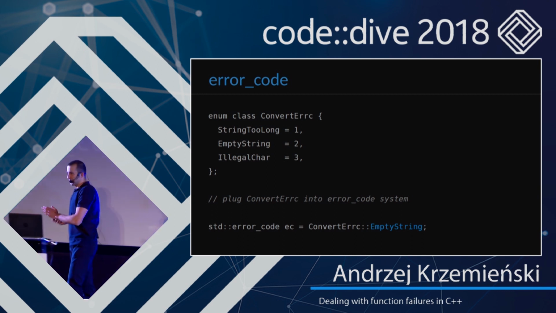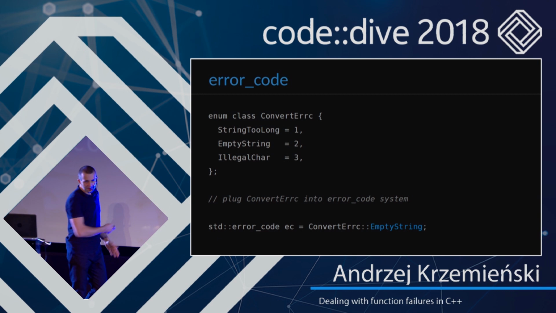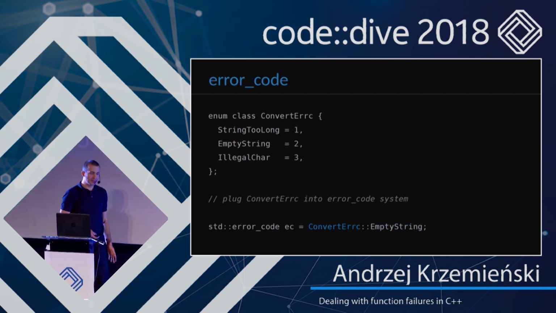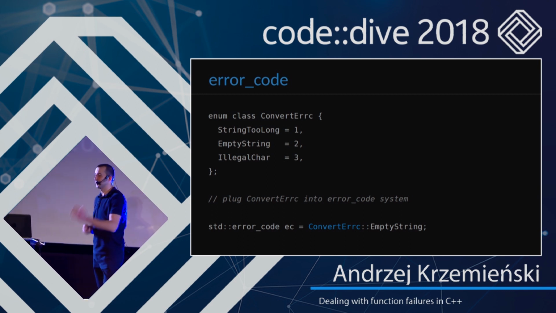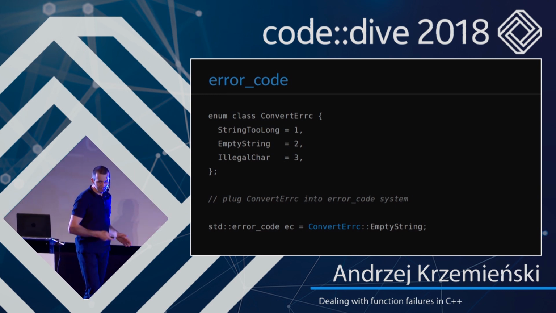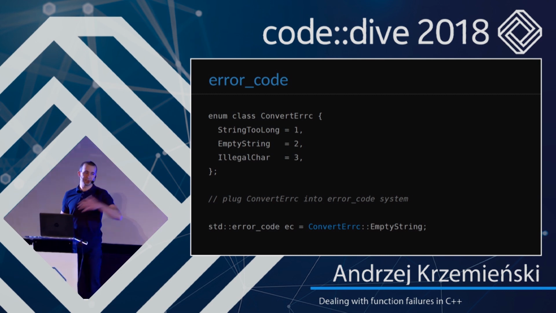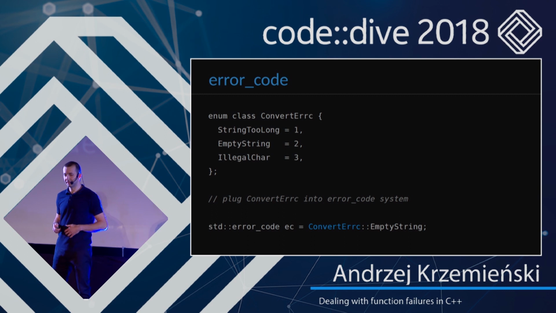So the numeric value of this enum is converted into the value inside this error code, and the type of our enumeration is converted into the domain pointer. So there is some type erasure because we are changing a type into a value, but we get an object that is trivially copyable, and you can easily pass it through registers when you return it from functions, or easily store it in exceptions.